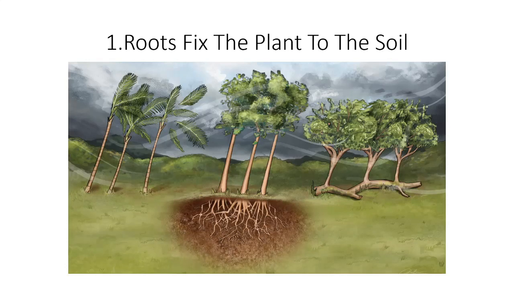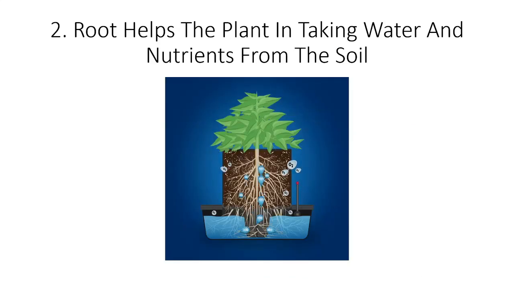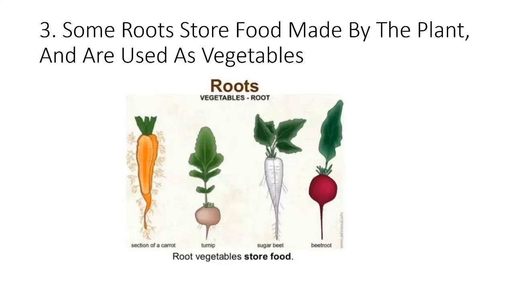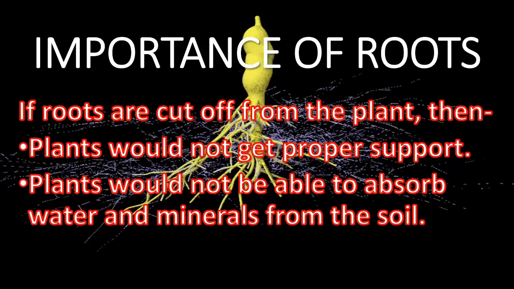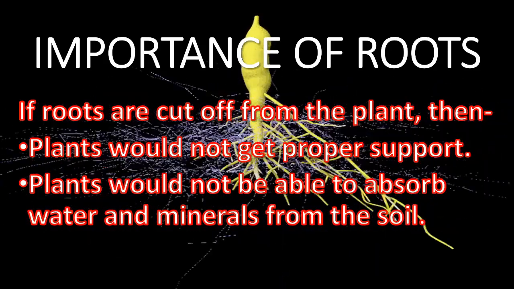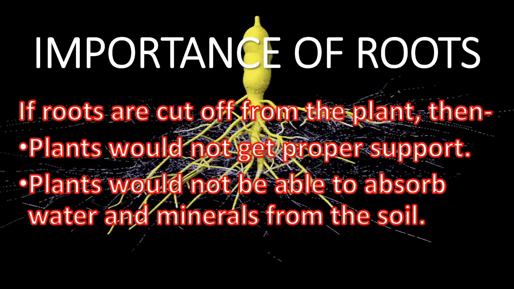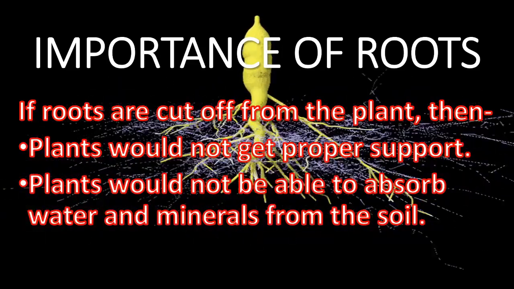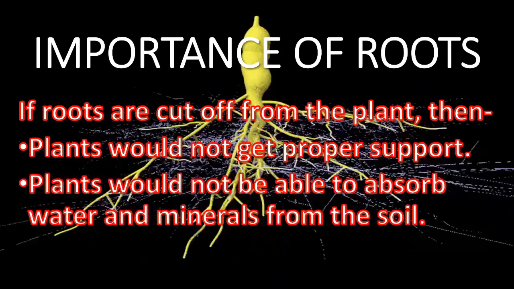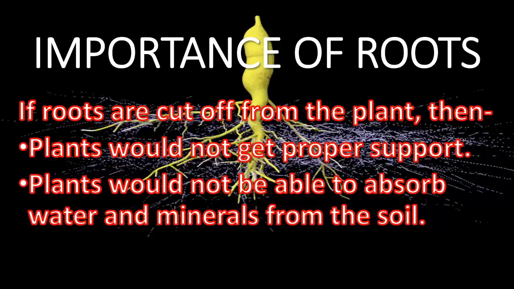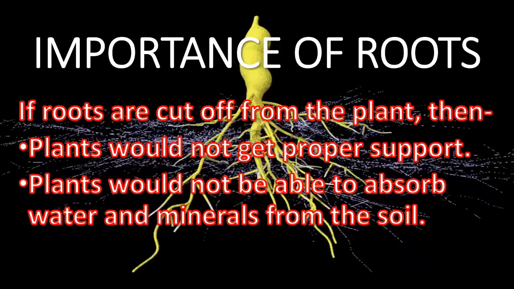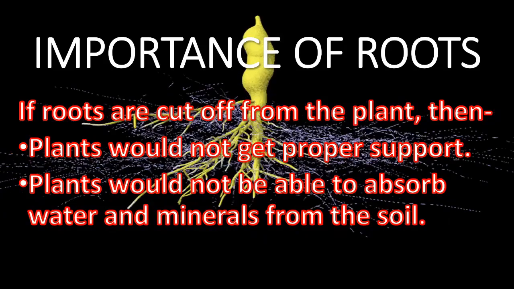Roots fix the plant to the soil. They help the plant in taking water and nutrients from the soil. Some roots store food made by the plant and are used as vegetables. Have you ever thought what would happen if roots are cut off from the plant? Children, then plants would not get proper support, and every time there is a storm or heavy rainfall, they would fall down.